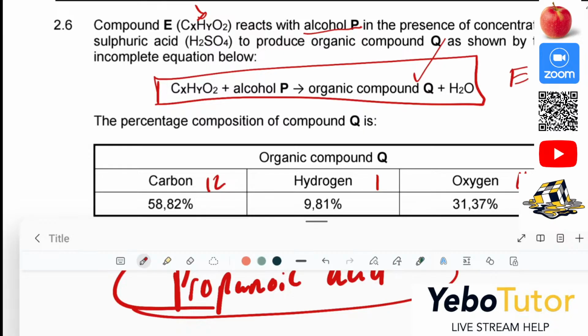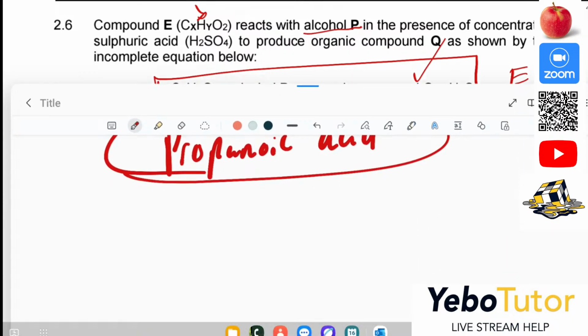So when we react the carboxylic acid as well as the alcohol, what do we get? That's the first question which we need to understand. That will give us an ester, because that's one thing we know for sure.